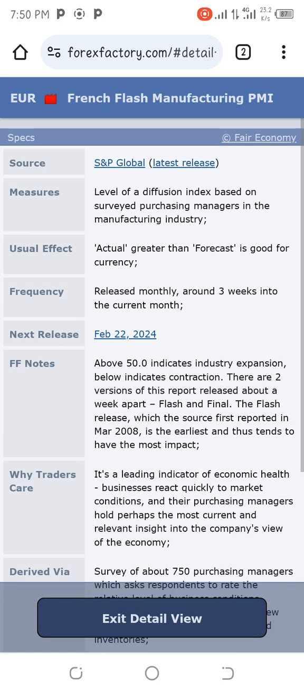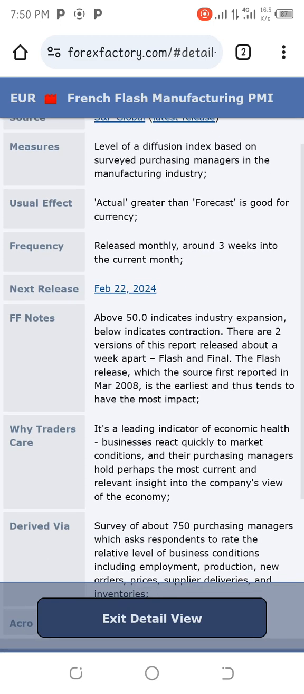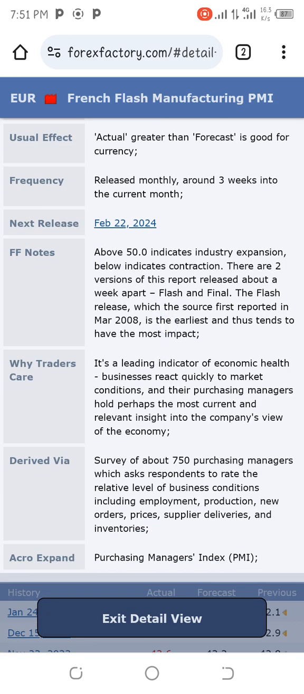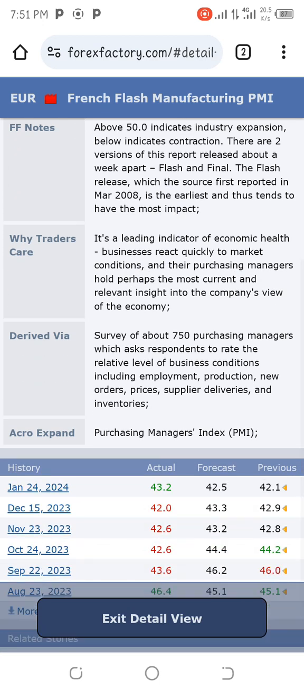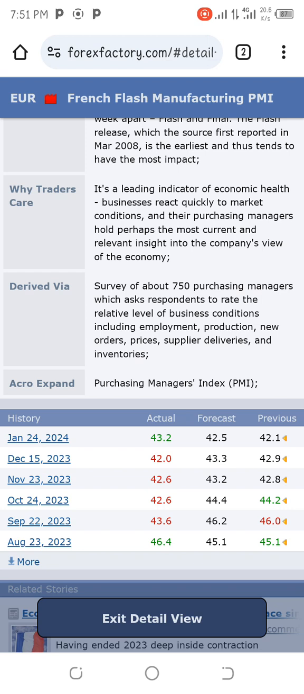Now if you open it, you look at what they call the source, the measure, usual impact, frequency, and the next time that it will be released. The FF means Forex Factory notes. The next one is why traders care about it, then where it is derived from. The accurate name, what you can also call the news, is purchasing managers index. This is mostly used by companies and all those top firms.